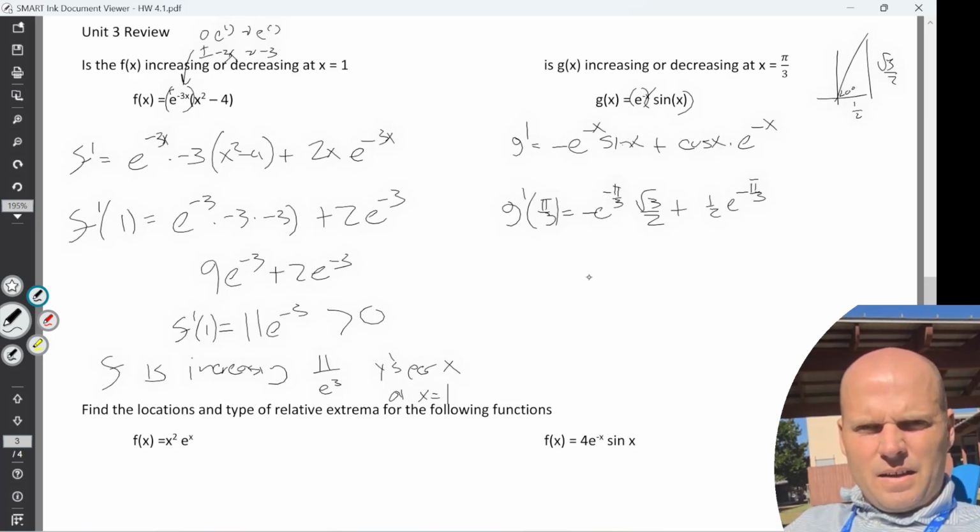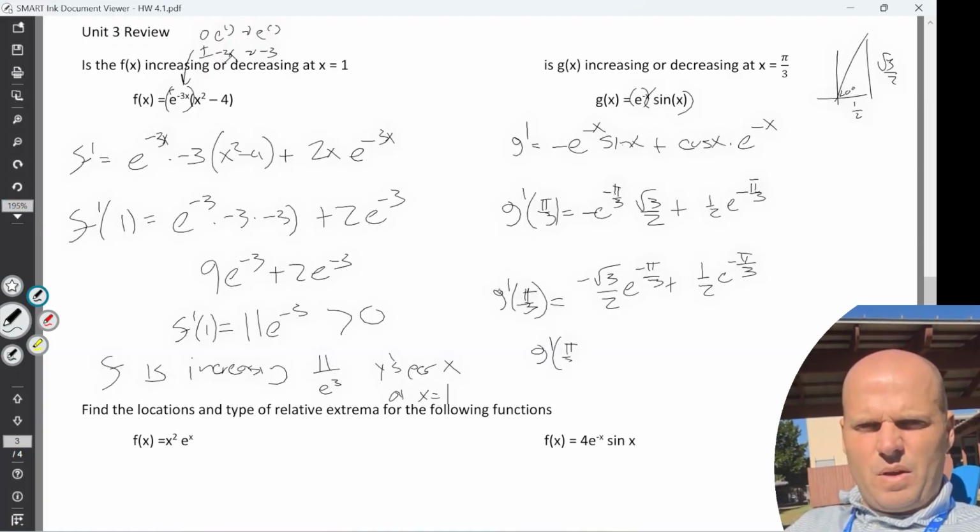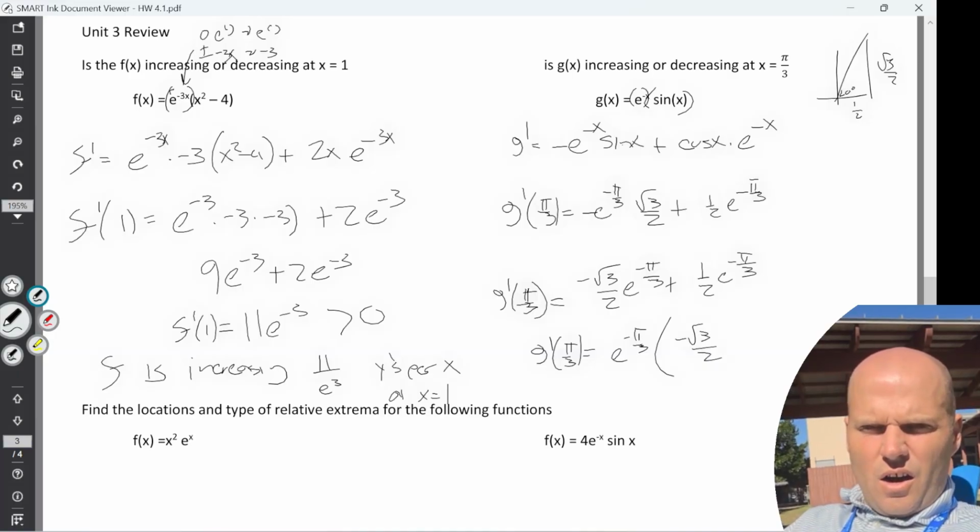Okay. I have negative root 3 over 2 e to the negative pi over 3's plus a half e to the negative pi over 3's. Is this a positive or a negative value? Well, maybe it's helpful to factor. Maybe this is like a segue into our sign analysis.